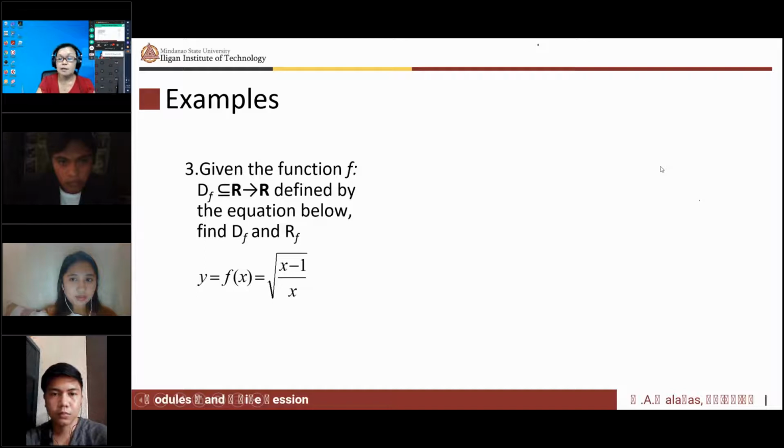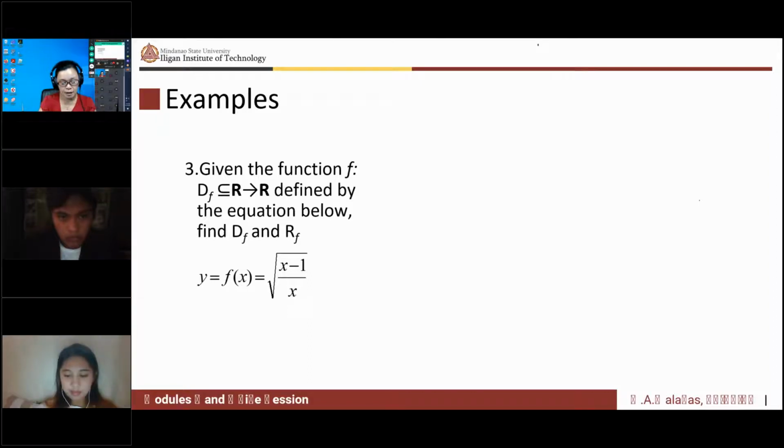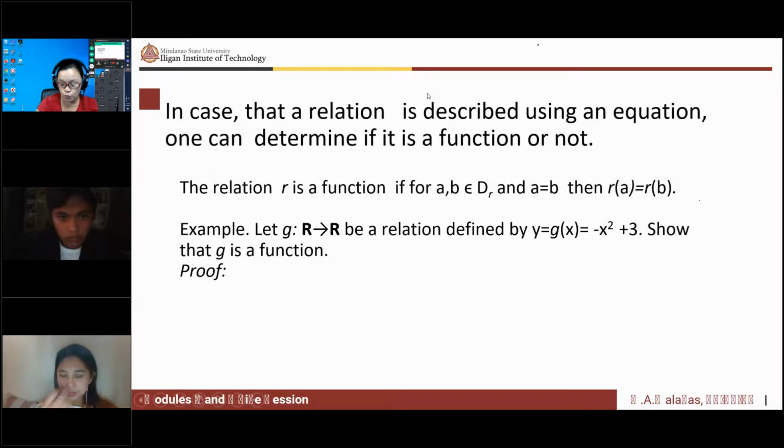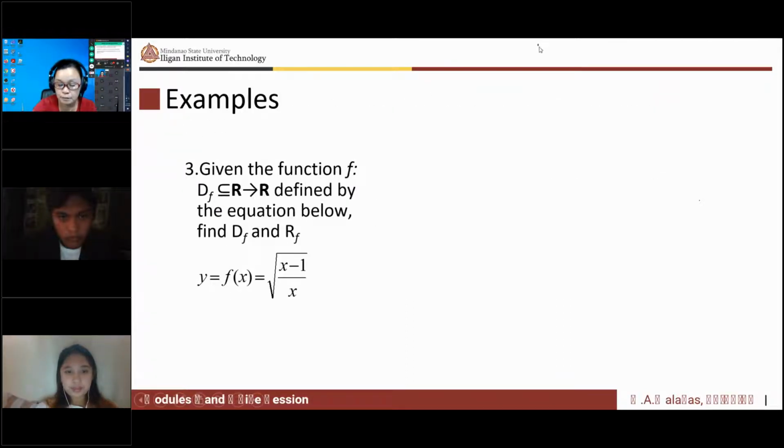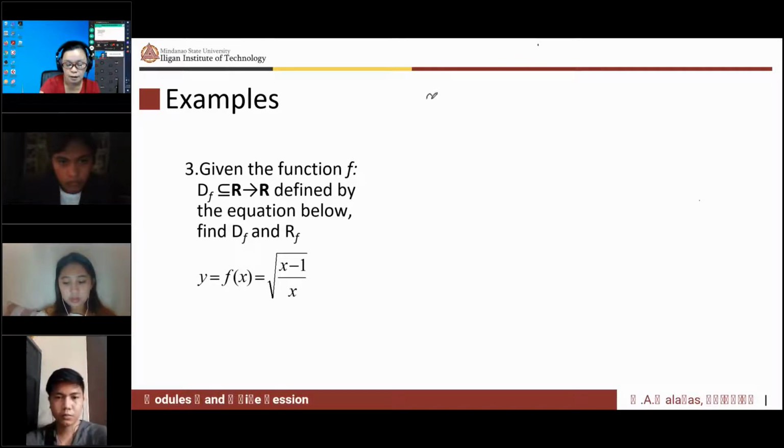Next, look at number 3. Can you try this one alone? So you have a function from d sub f to R defined by the equation y equals square root of (x minus 1) over x. So we have here a radical expression. As you can see, y is written explicitly in terms of x. So it's easy to write the domain. But not that easy, because we have to look at the radical.